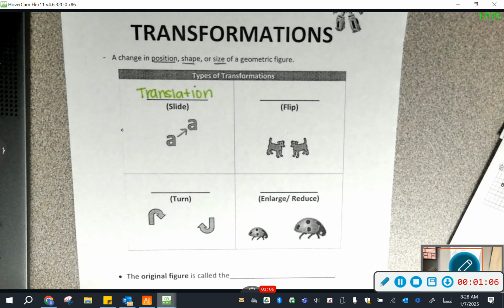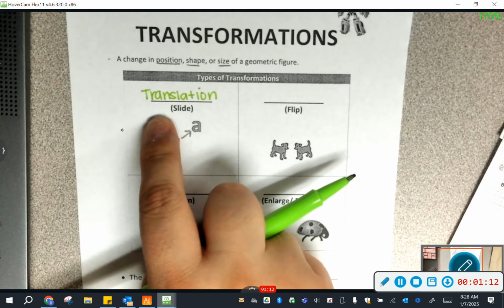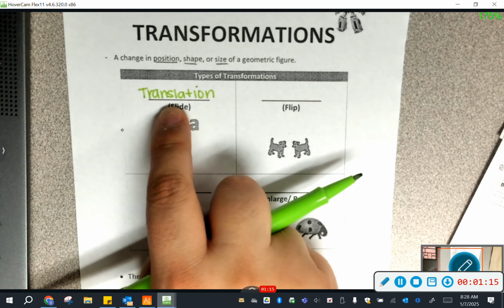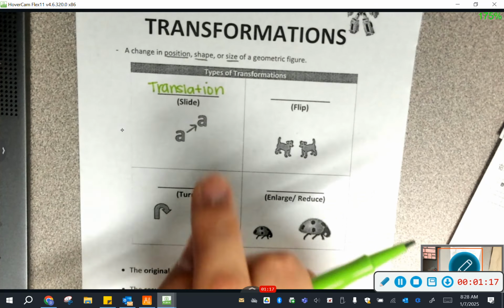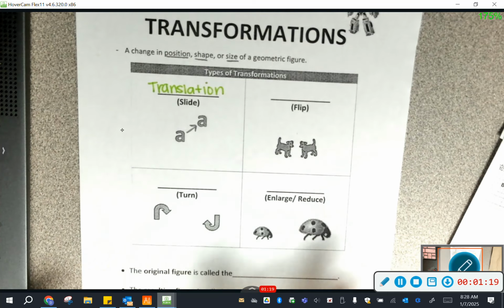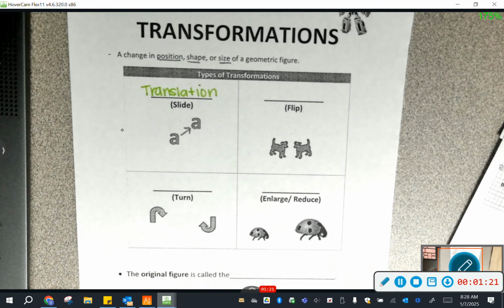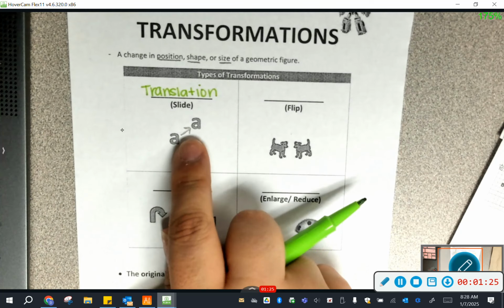Now, a lot of people get translation and transformation confused because they both have the word trans in the beginning. However, for translations, it's not like translating languages. It's just translating your location. Okay? So can y'all please add this little arrow in right here?